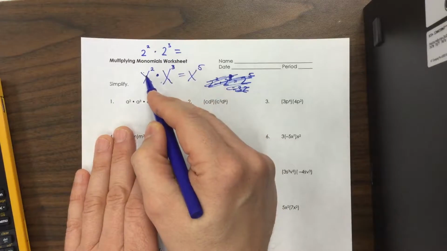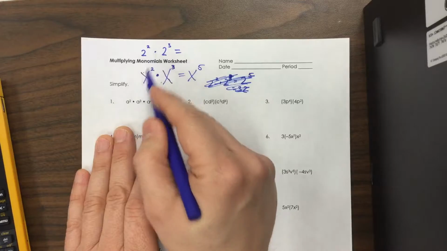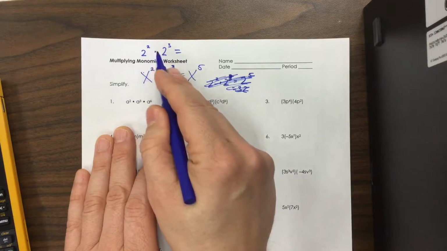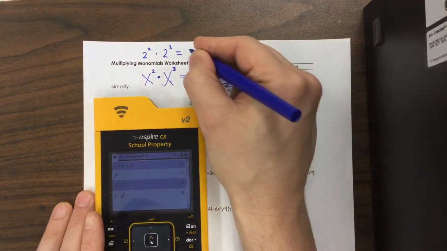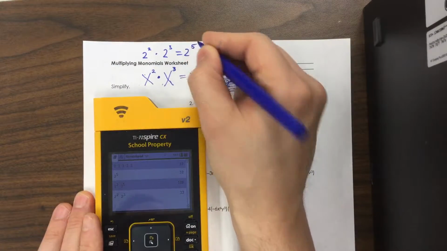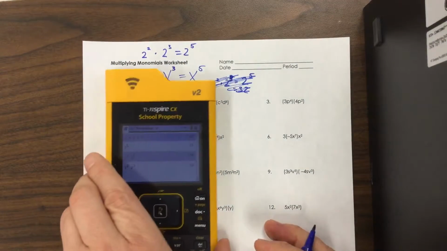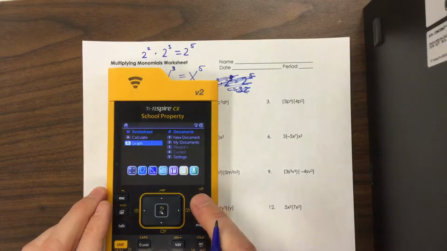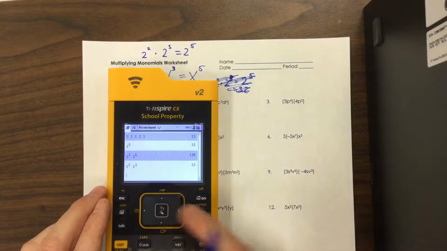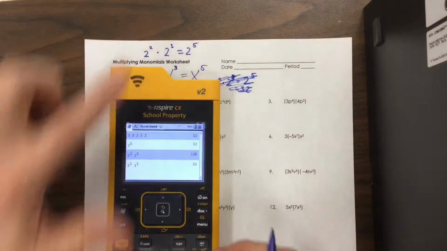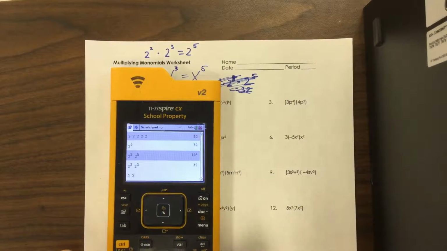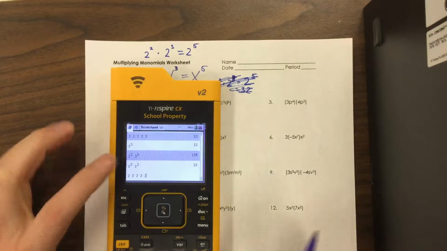Here I just replaced my x with the number 2. So I'll put 2 to the power of 2 times 2 to the power of 3. That gives me 2 to the power of 5. Okay, now what is 2 to the power of 5? There's two ways you can put it in the calculator. That would be 2 times 2 times 2 times 2 times 2. That's 2 times itself 5 times.